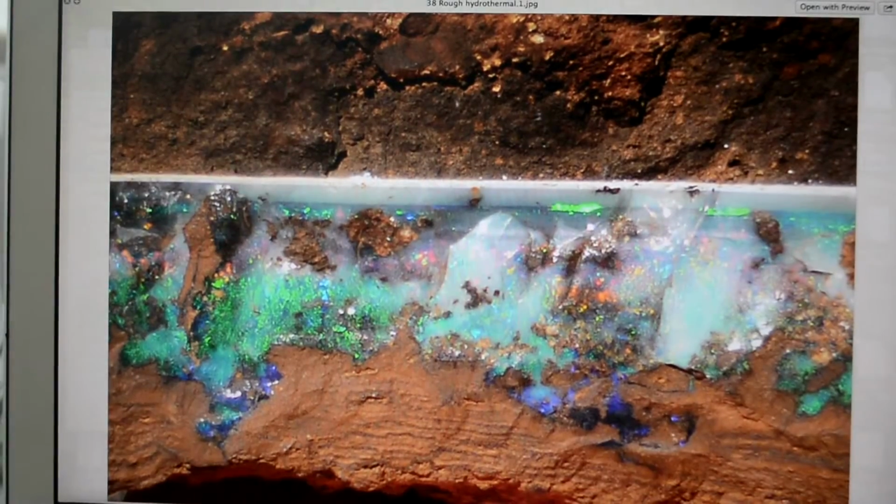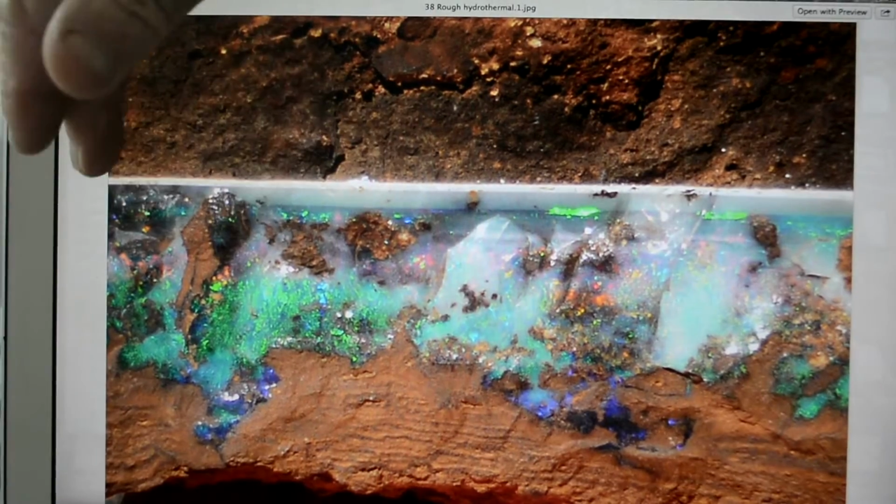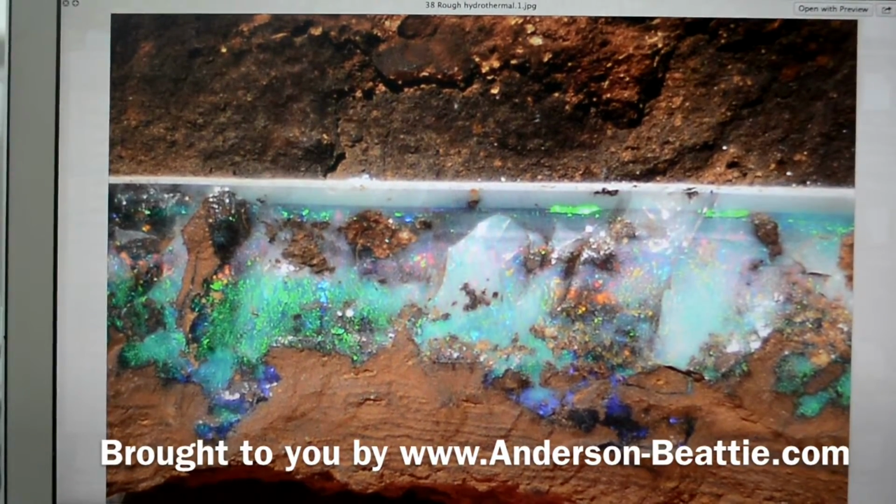Now they're just numerous. Now once again, here's our boulder that's only been partly filled. There's your scum line. Extremely interesting, Rod.